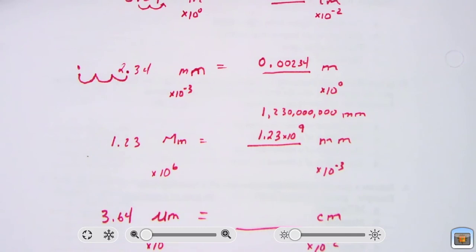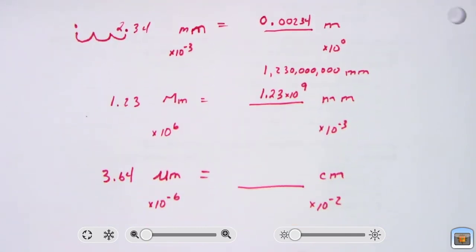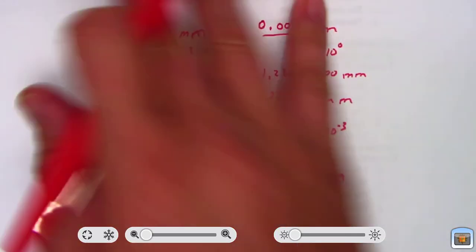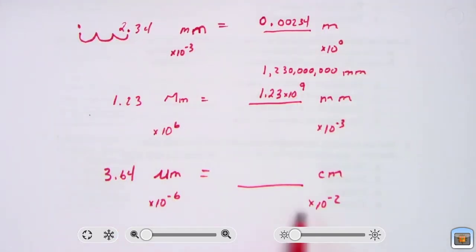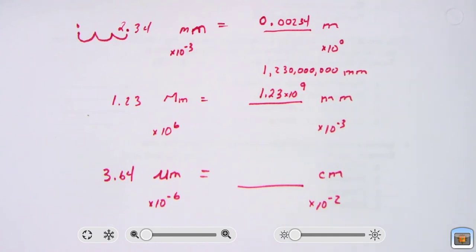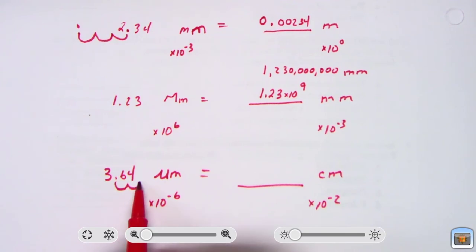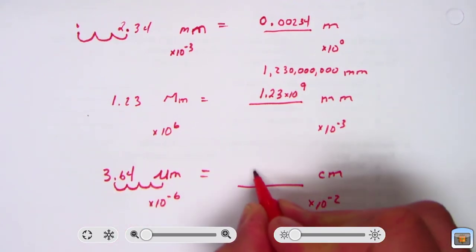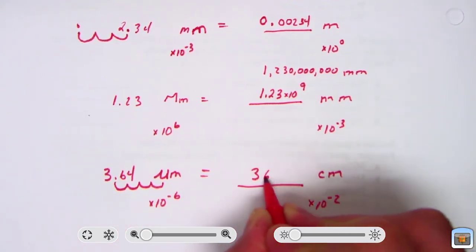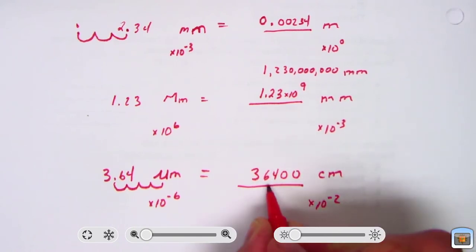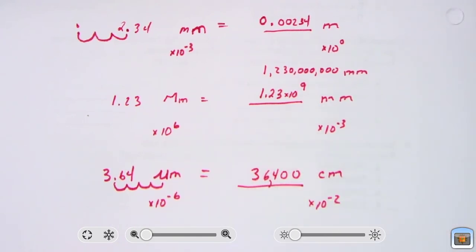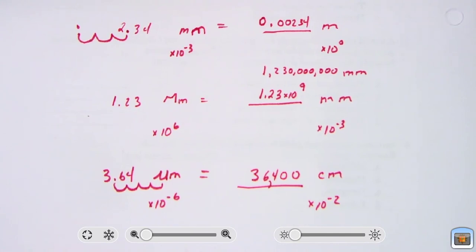There's a power of 4 difference here. Let me move that up a little bit higher. So there is a factor of 4 powers of 10 difference between negative 6 and negative second. Micros are really small, centis are pretty big. So that means that my decimal is going to move to the right. 1, 2, 3, 4. So 36,400. I hope that helps.